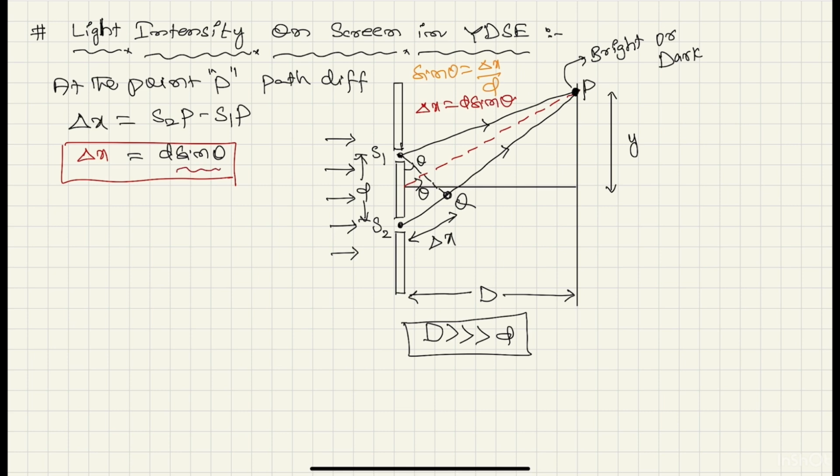Only if the angle is small, theta is very small, then only we can write like theta is small. If theta is small, what happens? How small should it be? 5 degrees or less than that.